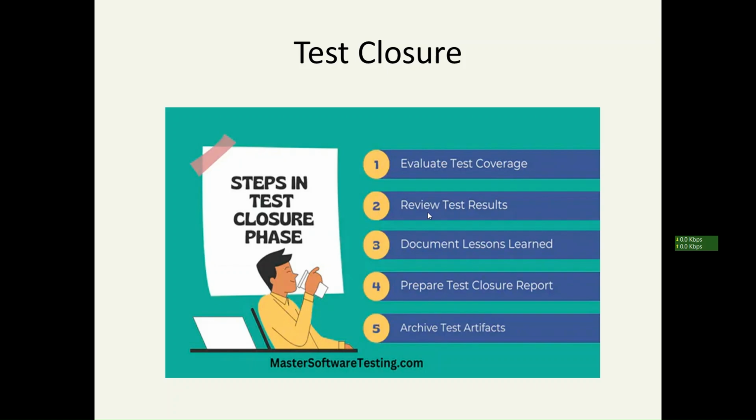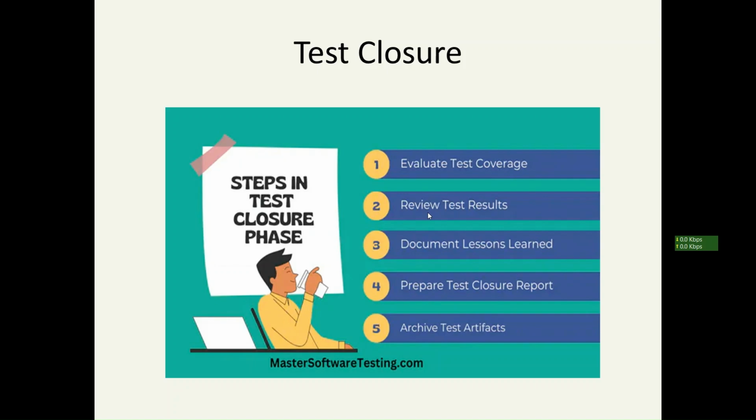We check the status: if there are 100 requirements, whether all 100 have been tested, and whether they passed or not. That is the first thing, evaluating the test coverage. Next is to review the test results. We have manual test results and automation test results. We see how much testing was planned, how much was executed, and how much is remaining. We circulate the test summary report to the team so they know how much testing has been done.